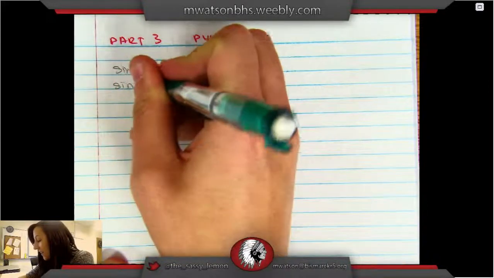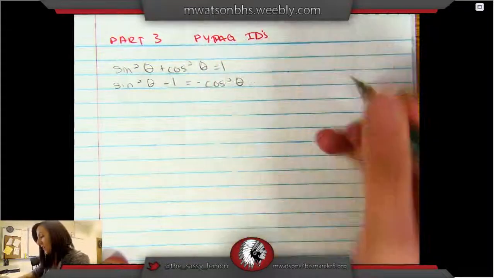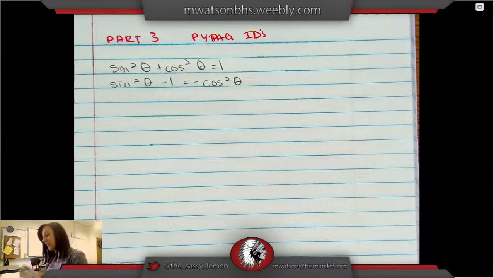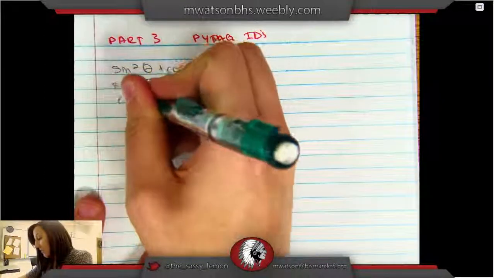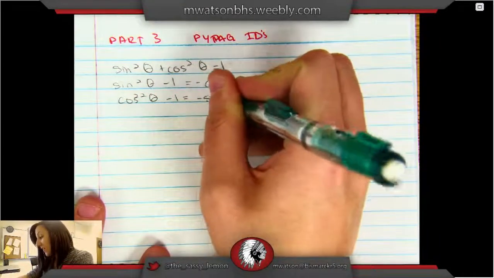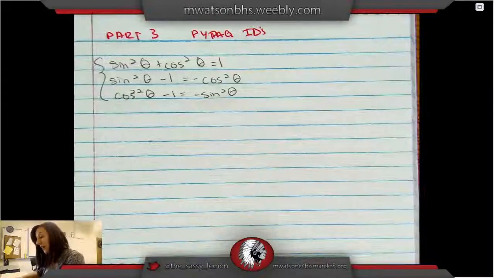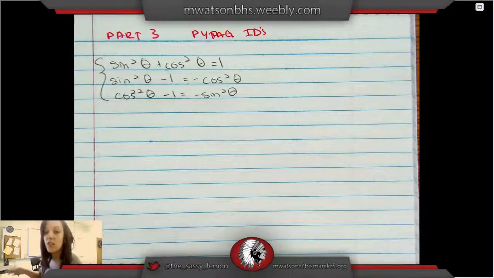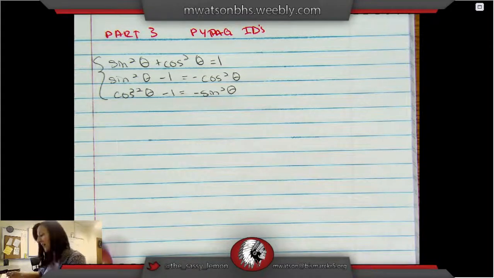sine squared theta minus 1 equals negative cosine squared theta. So you can see that I moved the 1 over to the left and I moved the cosine over to the right. I could also flip-flop that, and I could do cosine squared theta minus 1 equals negative sine squared theta. So that's 3 different ways that this can appear. So anytime you see one side of one of these equal signs, you can substitute what's on the other side. And the same thing goes for each of the other identities.